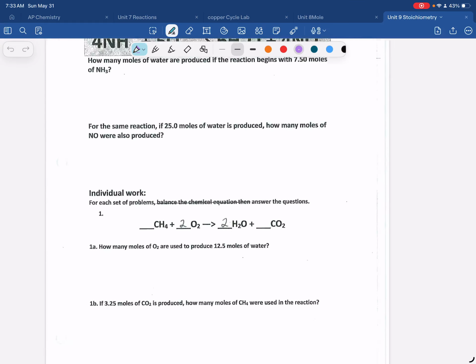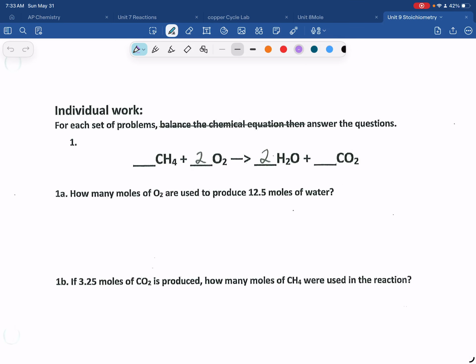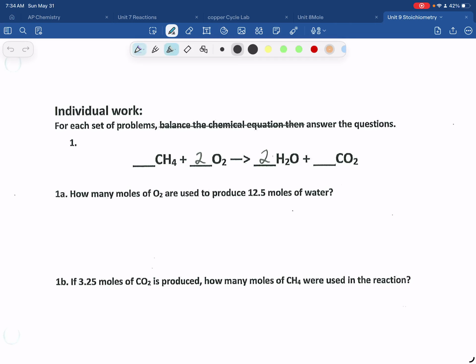Okay, here we go. So let's do some of these mole problems together. Now, here's our balanced equation. The question says, how many moles of O2 are used to produce 12 moles of water? So what I like to do is write it underneath. We know our starting number is 12 moles of water, so I'm just going to write 12 moles here. And I know that what I'm looking for is moles of O2, so I'm going to put question mark moles right underneath.